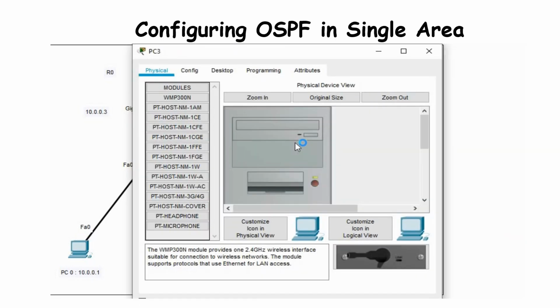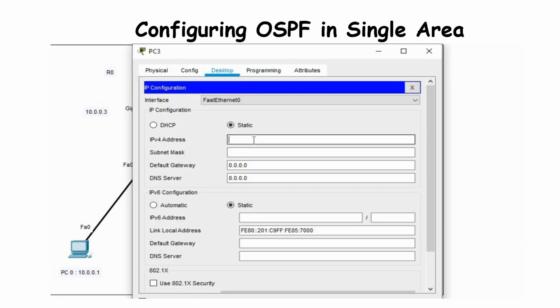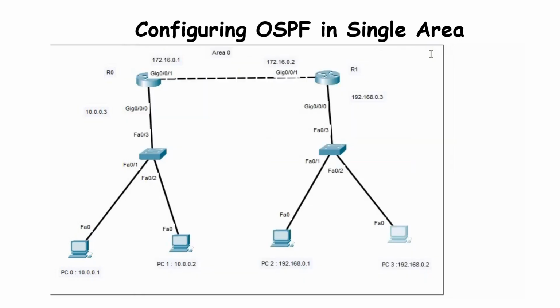Similarly for PC3, 192.168.0.2 with default subnet mask, and gateway is 192.168.0.3. So we have now configured IP addresses on all end devices. We'll now go ahead and configure IP addresses on both the routers.